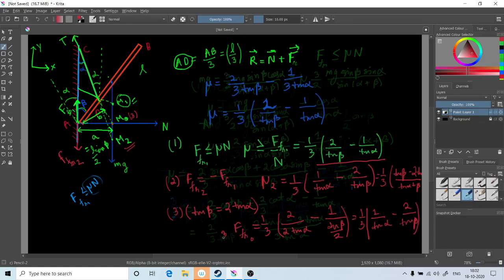So these are the values of the coefficient of friction mu for each of the conditions that we arrived at.